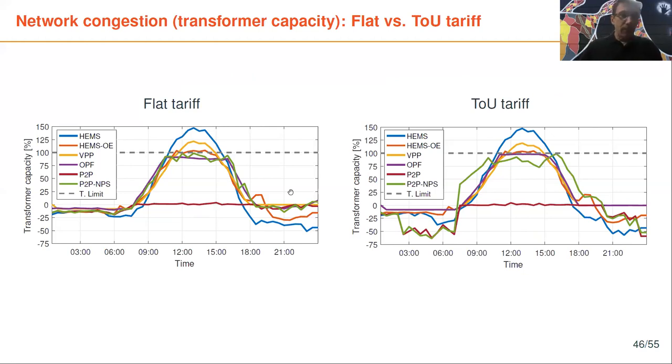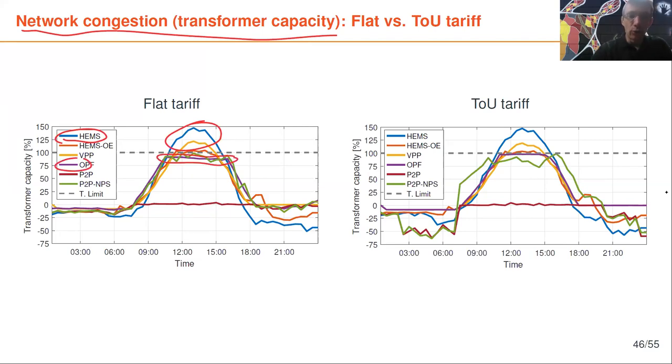Okay, so here I'm showing network congestion or transformer capacity. This is a fairly busy slide, so I won't have the time to unpack all of that. Just one thing to highlight: when you do this home energy management with complete disregard of the network, you can see that in the middle of the day, you get reverse power flows that exceed the transformer capacity. But this is obviously avoided in OPF-type approaches, where you explicitly take into account network constraints. And peer-to-peer with network permission structure is also effective in reducing network problems.